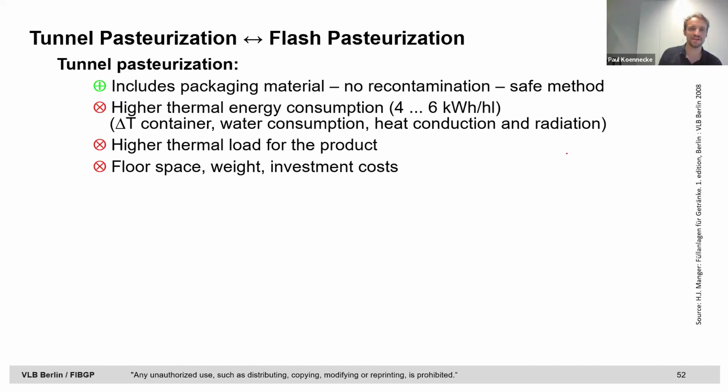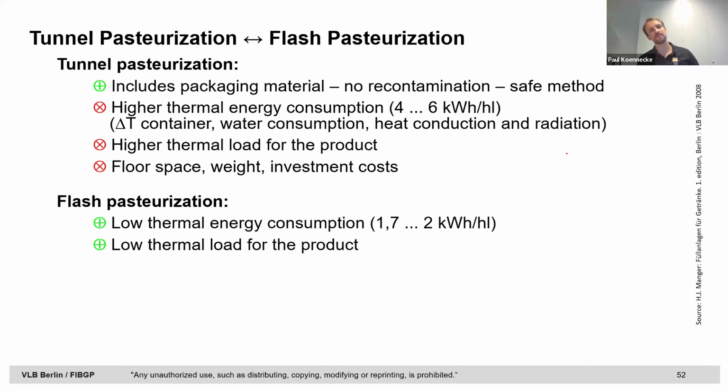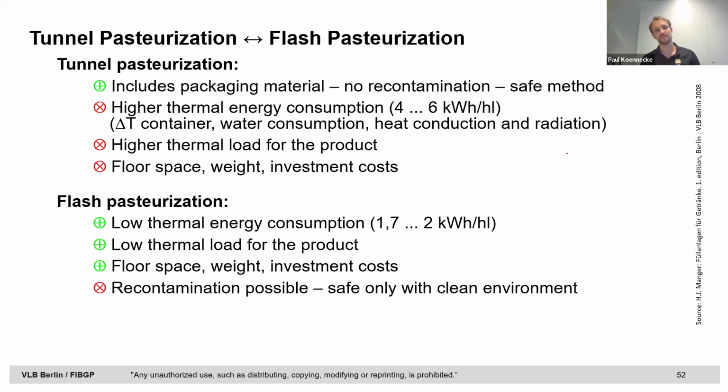You have to find out whether the tunnel pasteurizer is not just breaking your ceiling on the level above, and then your pasteurization and your filling stops for a longer time. And in comparison, the flash pasteurization just has a very low thermal energy consumption. You have a lower thermal load to the product, so it's also better for your product. Investment weight and floor space are way lower, but you have the possibility of a recontamination.